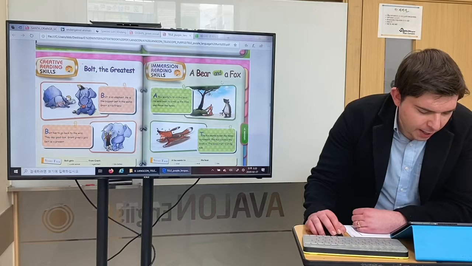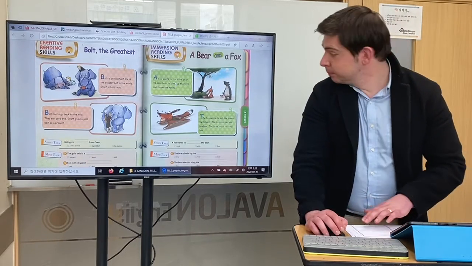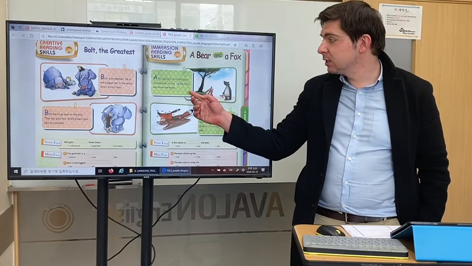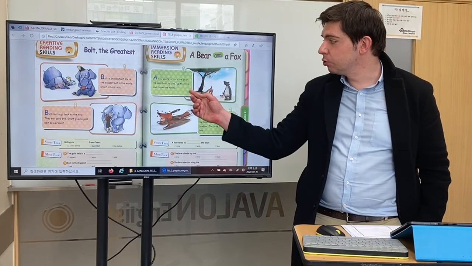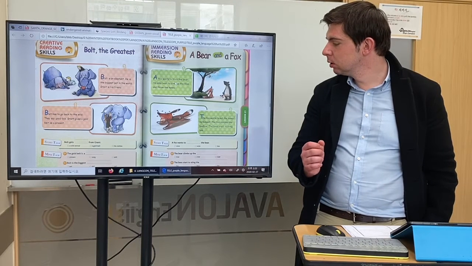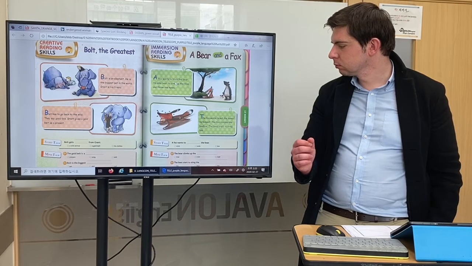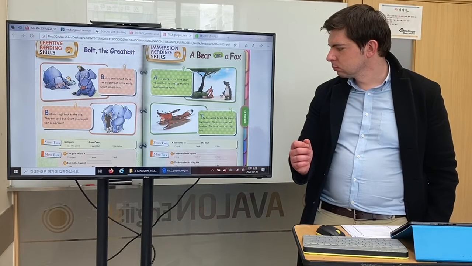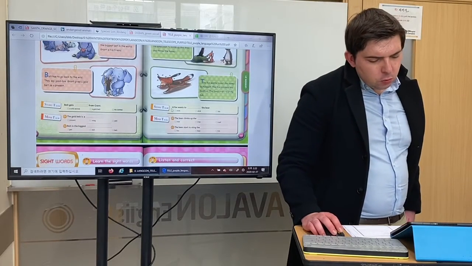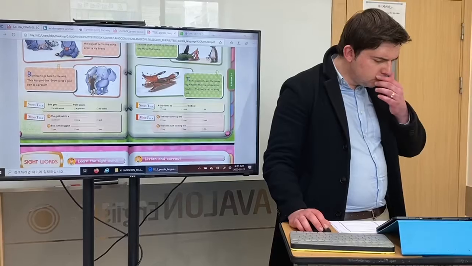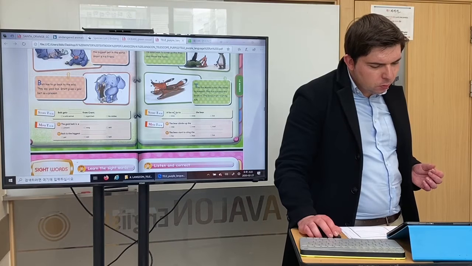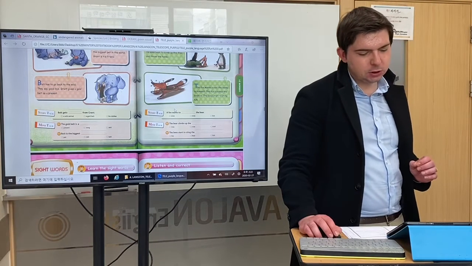So, a bear and a fox. A fox wants to trick the bear. He asks the bear to climb up the tree and throw the honey. The fox wants to eat the honey by himself. The fox catches the beehive. The bees start to sting him. Okay. So what does the fox want to do to the bear? A fox wants to... trick the bear. Yes, that's right, trick.